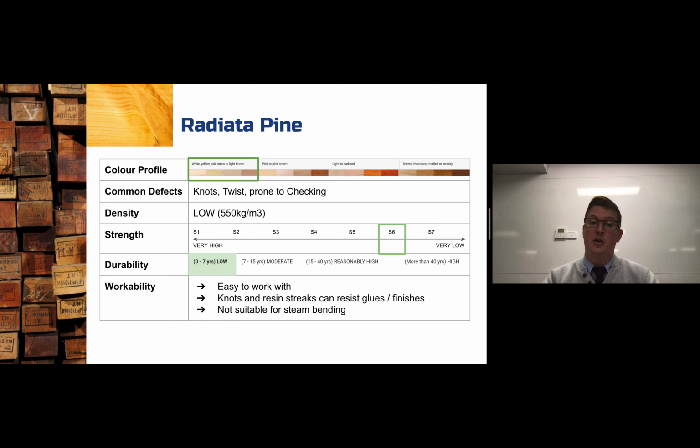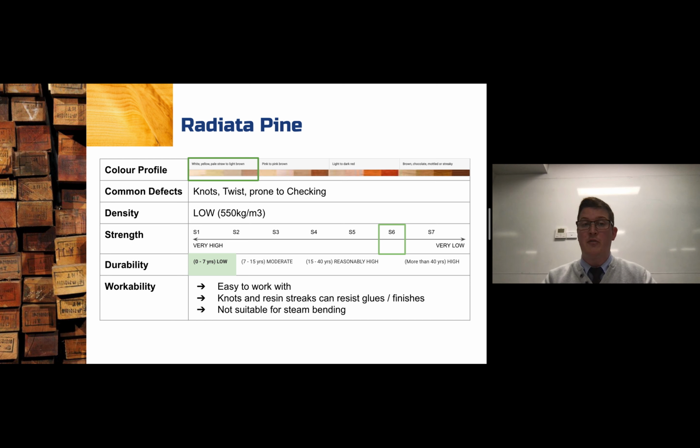Usually got lots of knots in it. It can have resin streaks in it as well, but both the knots and the resin streaks can resist glues and finishes. So sometimes if you're putting glue on, it might not stick in spaces. If you're putting a stain on, it might go a little bit blotchy because pine doesn't accept stain very well because of those resins. And also, because of its low density and its low strength, it's actually not very good for steam bending. You can definitely cut thin veneers and do some laminate bending, but steam bending isn't something that's going to work with pine. It's probably just going to snap apart on you.